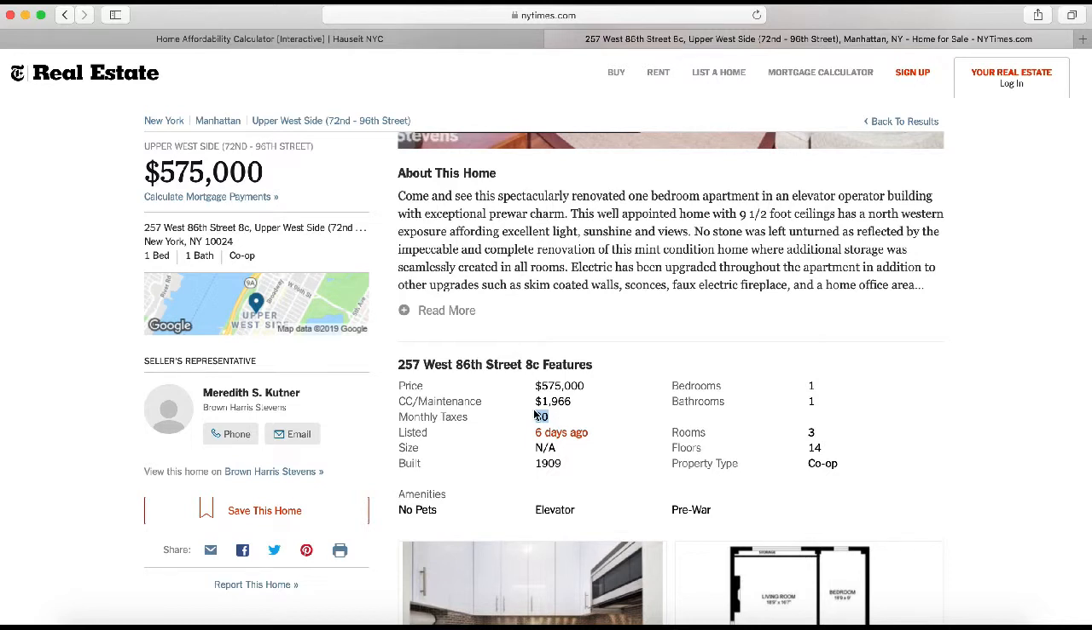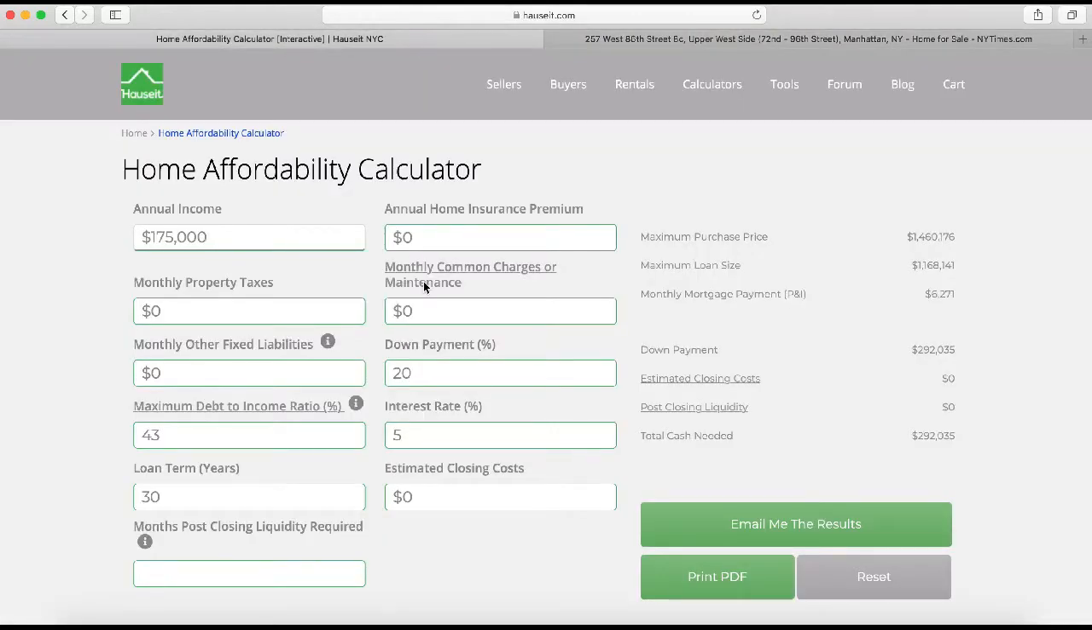That being said, let's go ahead and take this maintenance figure of 1966 and let's put that into the monthly common charges or maintenance field. Okay, so once we've done that, you can see actually that the maximum purchase price has gone down considerably. I'll remove it just so you can see that again. We've gone from 1.46 million to around $1 million. And the reason for that is we've increased the amount of monthly housing expenses.